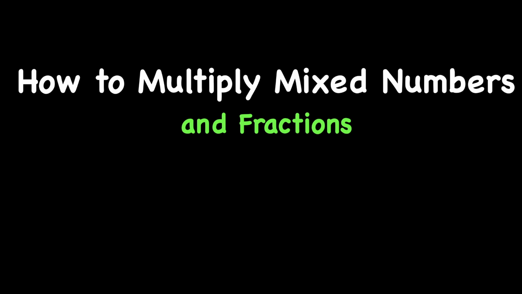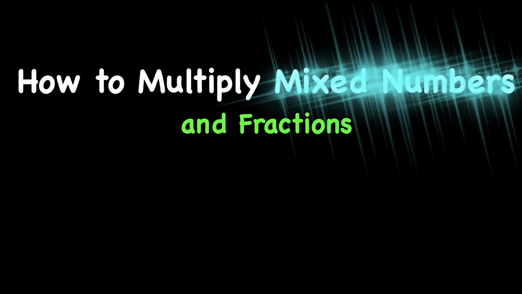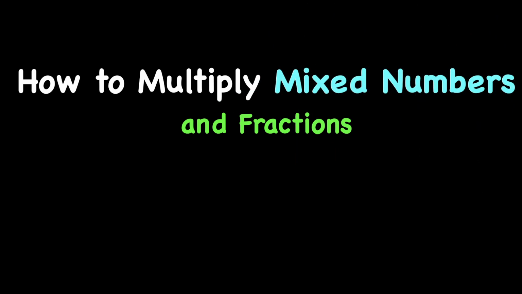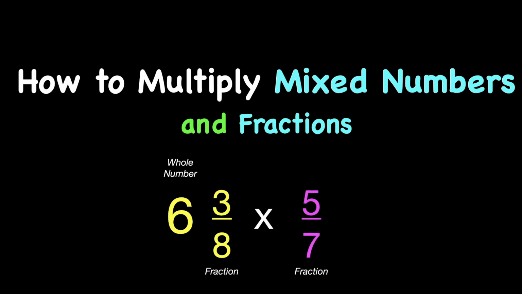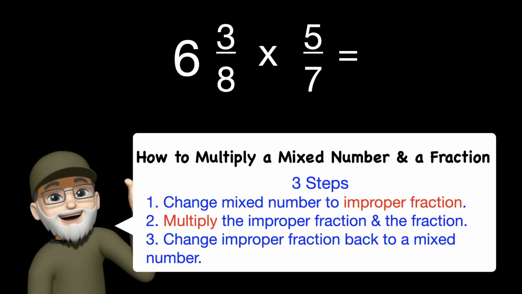This lesson is how to multiply mixed numbers and fractions. A mixed number, for example, 6 and 3/8, is when you combine a whole number, like the 6, and a fraction, which is 3/8. We're going to multiply that today by another fraction, in this case, 5/7. There are 3 steps to multiply a mixed number and a fraction.